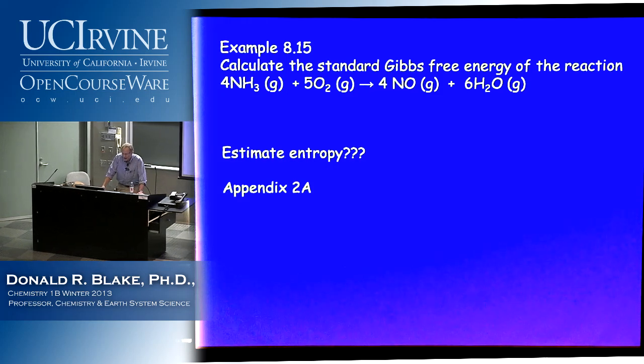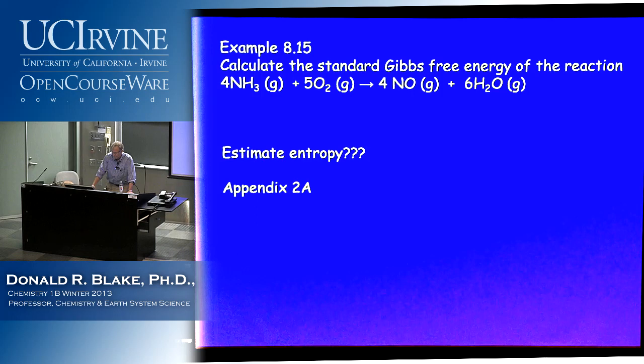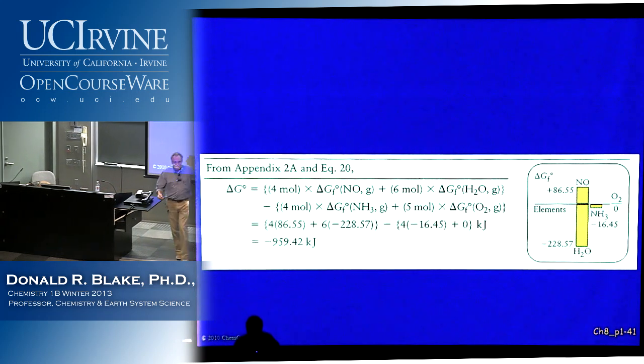4 NH3 gas plus 5 O2 gas goes to 4 NO gas plus 6 H2O gas, okay? And then we go to this. So delta G, products minus reactants.